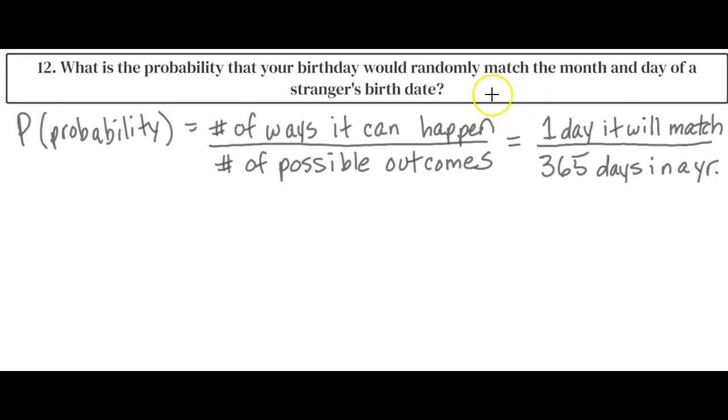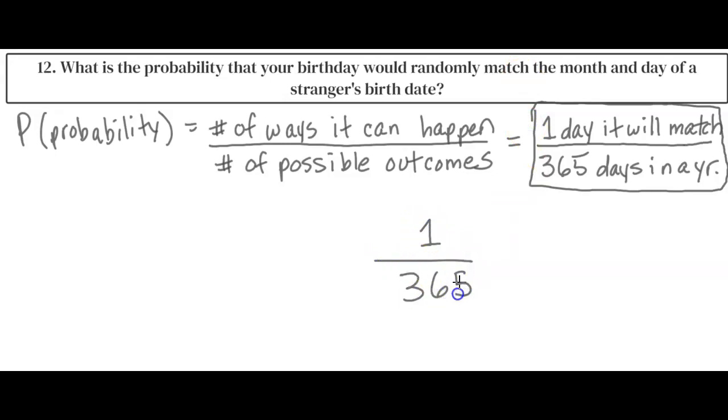Therefore, your final answer is the probability that your birthday would randomly match the month and day of a stranger's birth date would be one day out of 365. This is your final answer.